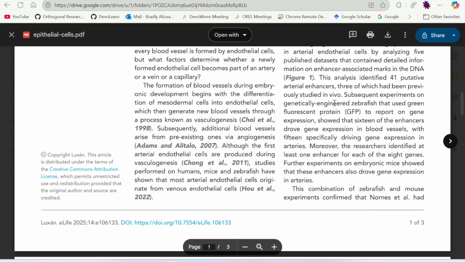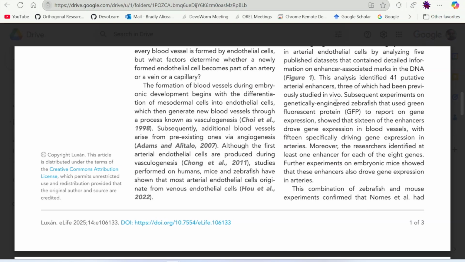Subsequent experiments on genetically engineered zebrafish that used green fluorescent protein. So this is a marker that you can see under a fluorescent microscope, and it tells you sort of its presence in the thing that you're trying to look at. It's basically used to report on gene expression, but also the presence or absence of certain types of cells, labeling those cells and their nuclei to localize, or it could be other parts of the cell to localize this GFP signal and tell you if something is where you need it to be.